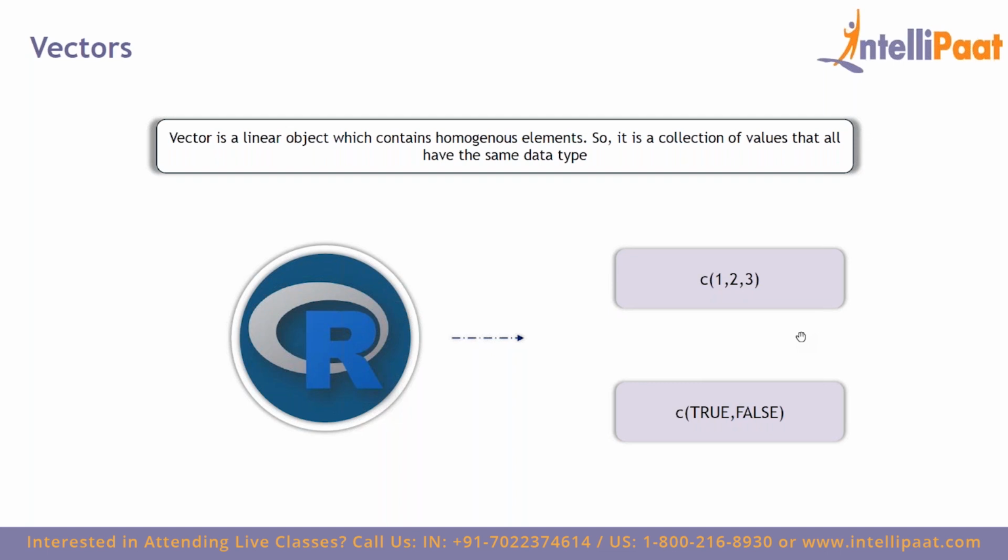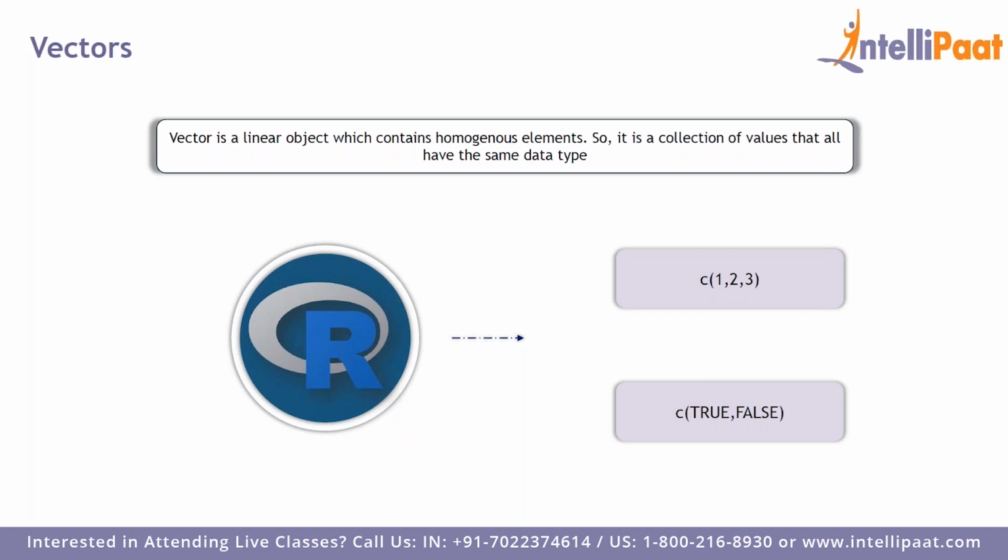So if you look at it, c(1, 2, 3). So all the contents are integers. The second one, c(TRUE, FALSE). All the contents are logical, either true or false, right? You cannot mix one and true and false like that. Okay? So this is how it is.